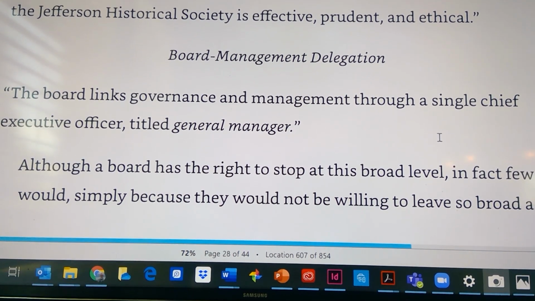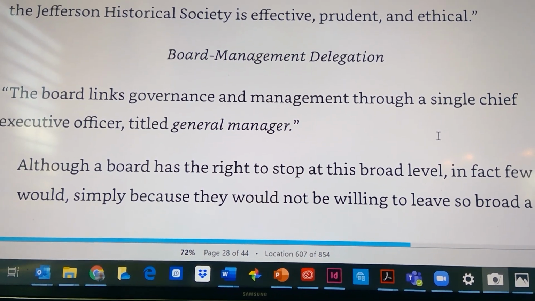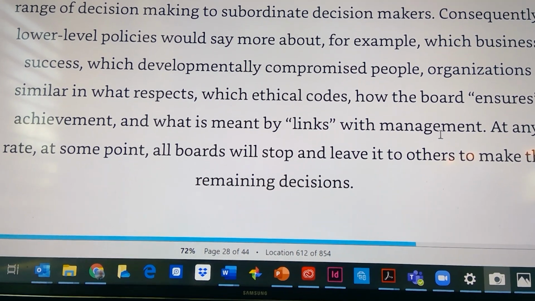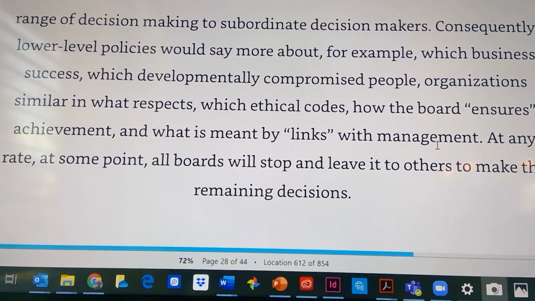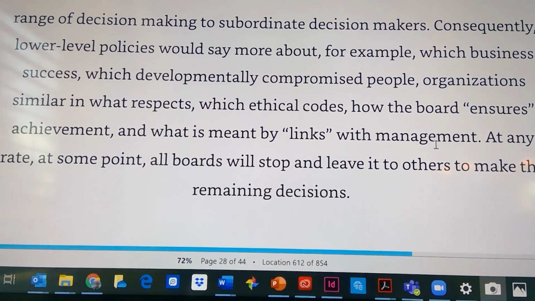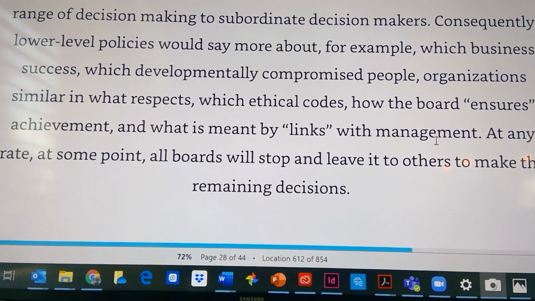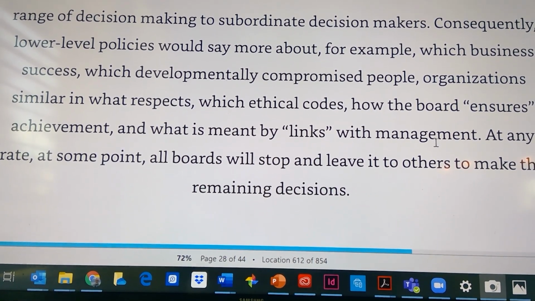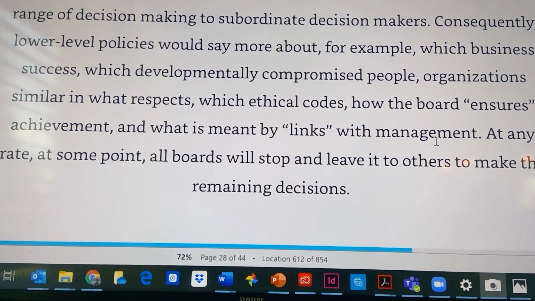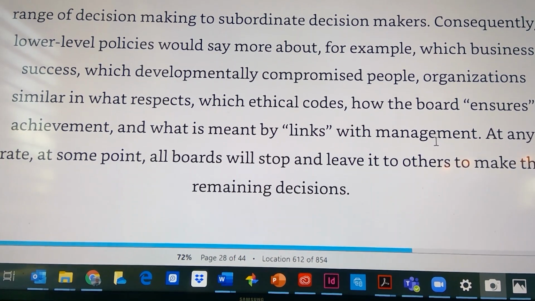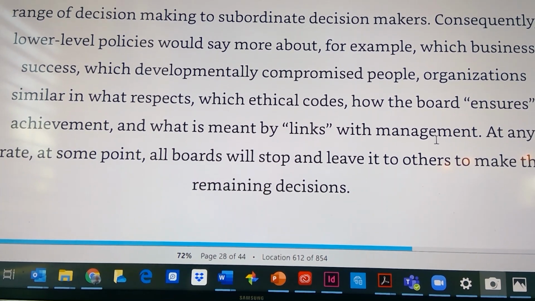So although the board has the right to stop at this broad level, in fact, few would, simply because they would not be willing to leave so broad a range of decision-making to subordinate decision makers. Consequently, lower-level policies would say more about, for example, which business success, which developmentally compromised people, organizations similar in what respects, which ethical codes, how the board ensures achievement, and what it meant by links with management. At any rate, at some point, all boards will stop and leave it to others to make the remaining decisions.